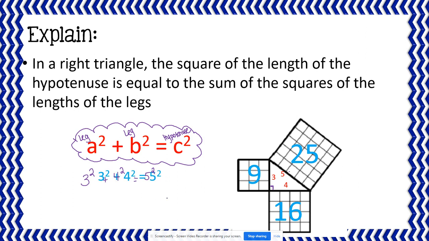If we plug all of that in, 3 squared plus 4 squared equals 5 squared. 3 squared is 9, 4 squared is 16, and 5 squared is 25. If we do 9 plus 16, we get 25. So we know that this works, and that is what the Pythagorean theorem tells us. So the Pythagorean theorem really is this formula a squared plus b squared equals c squared.